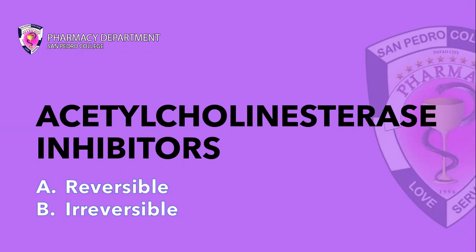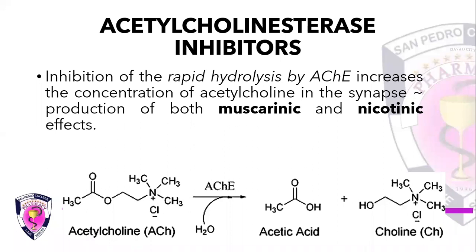Now, in the market, we have a lot of acetylcholinesterase inhibitors, and they are generally categorized into 2. We have reversible and irreversible acetylcholinesterase inhibitors. So I'll start first with a brief description of acetylcholinesterase inhibitors in general. Acetylcholinesterase inhibitors inhibit the rapid hydrolysis of acetylcholine, therefore increasing the concentrations and the levels of acetylcholine in the synapse, making it available for both muscarinic and nicotinic effects.